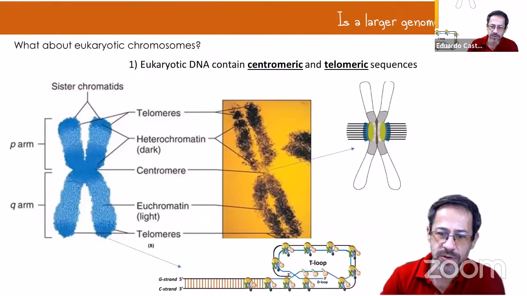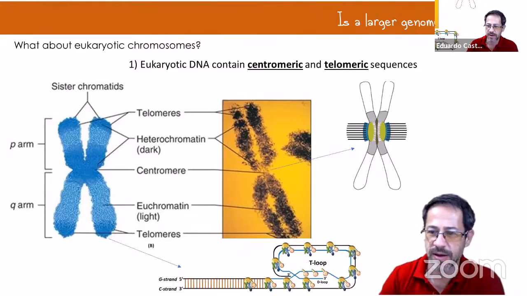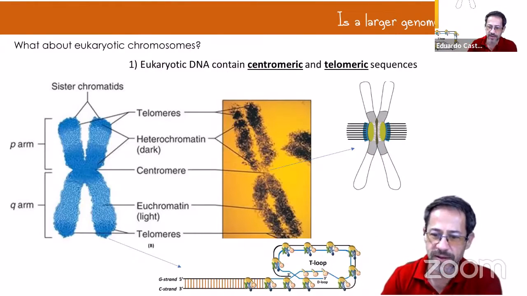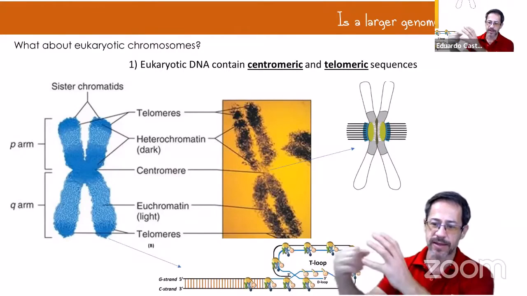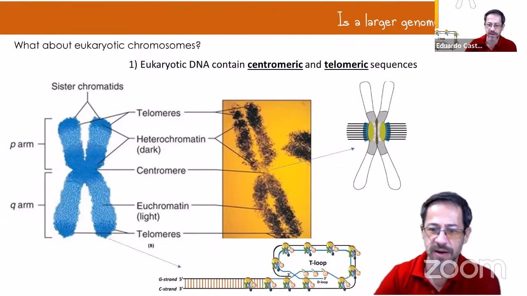Okay, so these two structures are very important for eukaryotic chromosomes. This one, as I told you, keeps the chromatids together and then pulls apart the two chromatids so that they can be segregated to the new cells. And the telomeric sequences help to form this T-loop structure. So basically the DNA will form a complex with many proteins that will protect the end of the chromosome. And we are going to see examples of that in another class later.